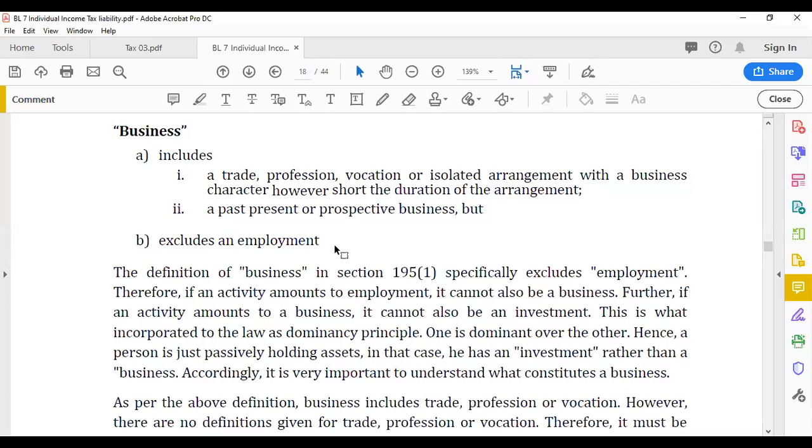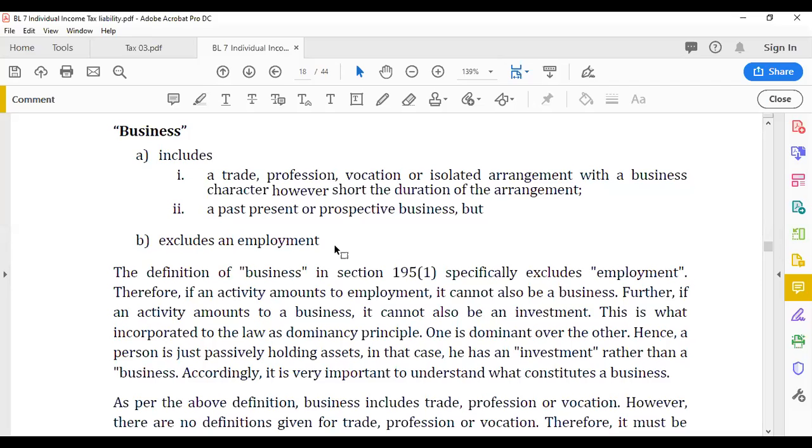To practice as a profession, you have to take a license or have a certificate to do that business. To practice as a chartered accountant, you have to be a member of the Institute of Chartered Accountants. To work as an engineer, you have to have a license from the Institution of Engineers Sri Lanka. To practice as a doctor, you have to have a license from the Sri Lanka Medical Council. To work as a plumber or carpenter, you don't need to take any license. It comes under vocation.